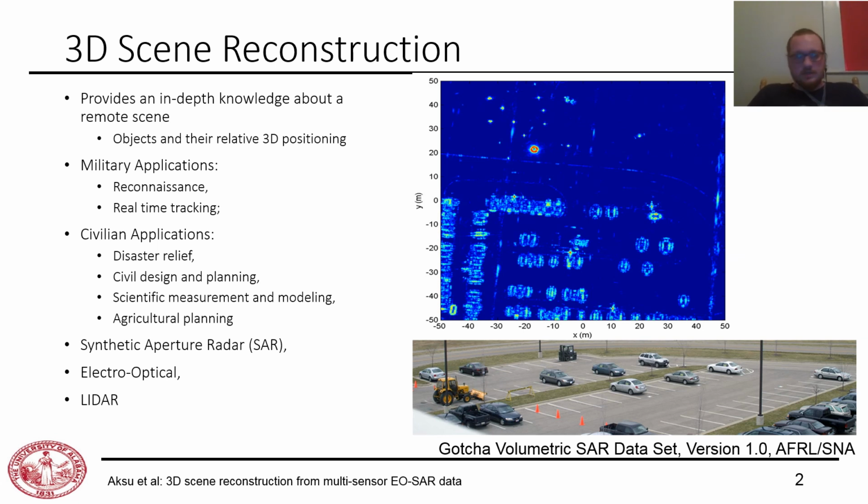Synthetic aperture radar, electro-optical signals, and LiDAR are the main three ways of doing it. In this slide, the top image is a 2D SAR image from the Gotcha volumetric SAR dataset. It shows a parking lot with lots of cars, and the bottom image is the electro-optical version of the same parking lot.